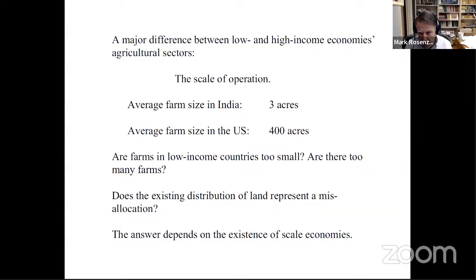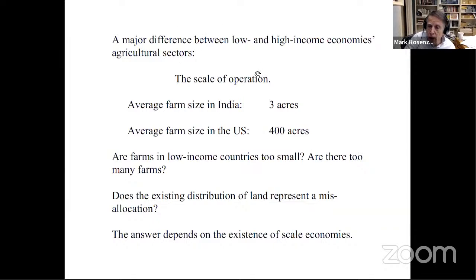So that's a substantial difference in the scale of operations. Okay, so a natural question would be, are farms in low-income countries too small? Which would mean, if so, that there are way too many farms that exist, too many farmers in these countries. And if that's the case, then the existing distribution of land represents a misallocation. And obviously the answer to this question depends then on scale economies.